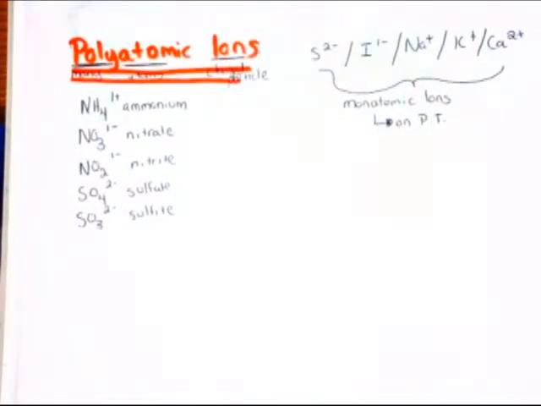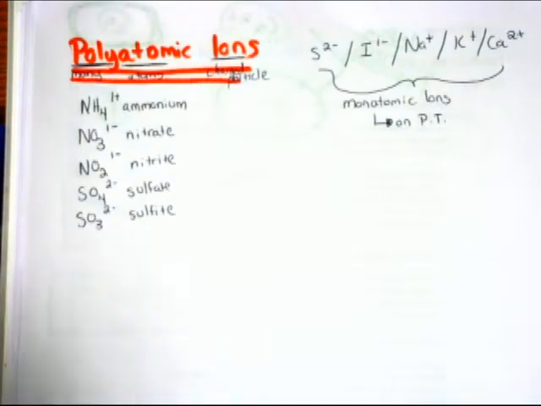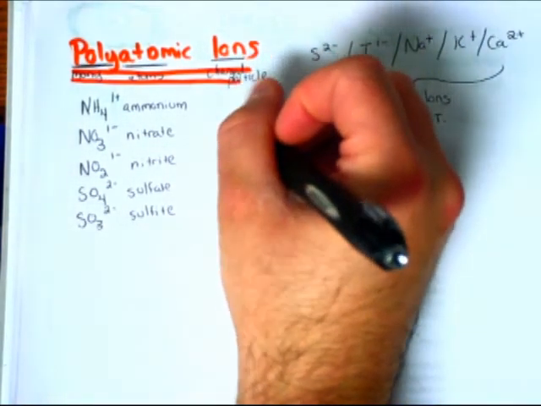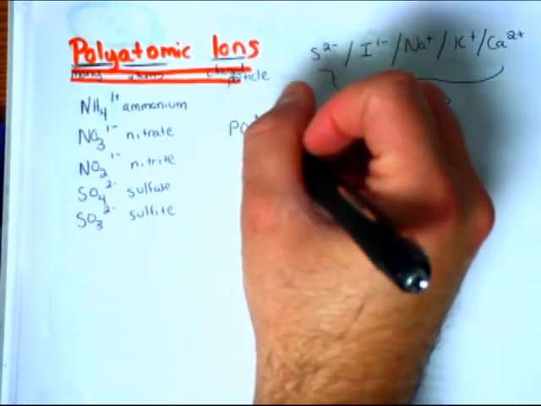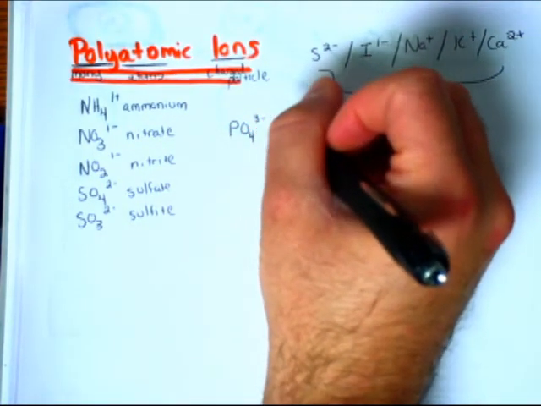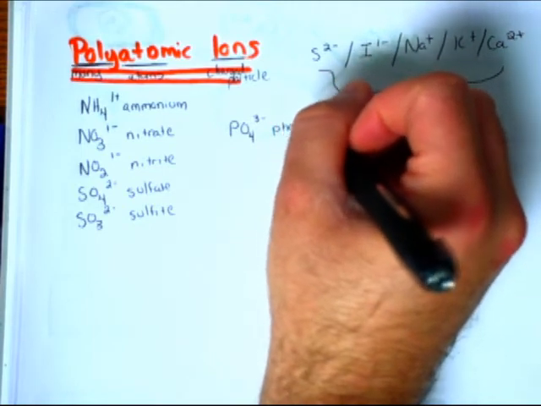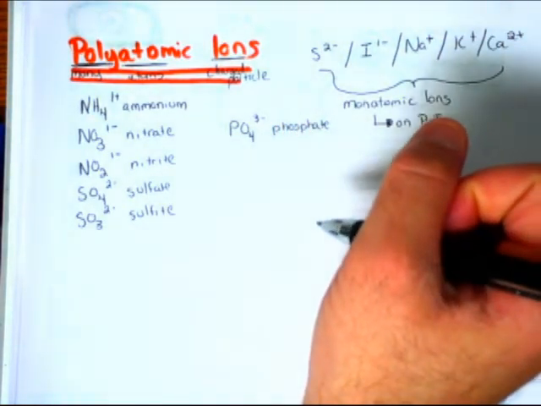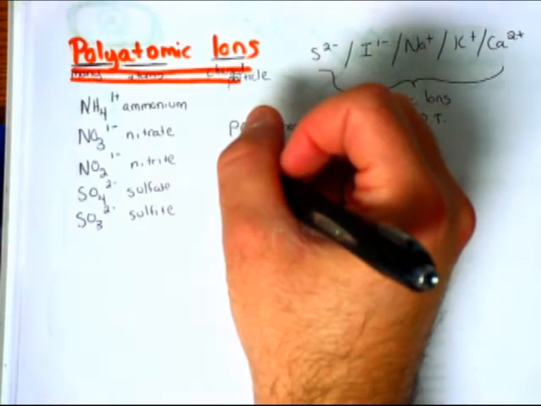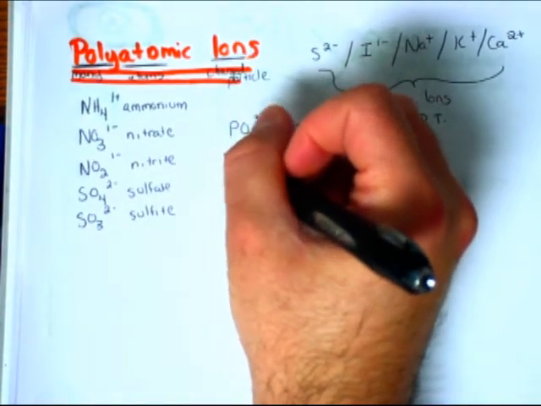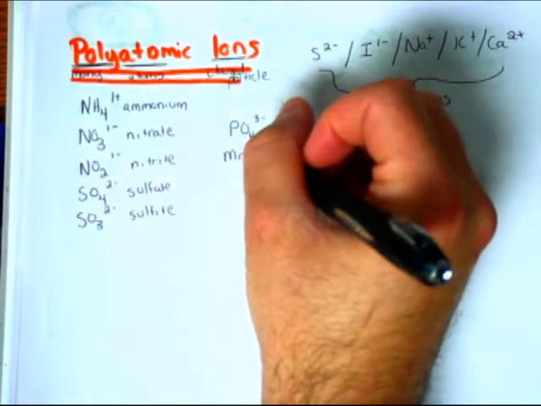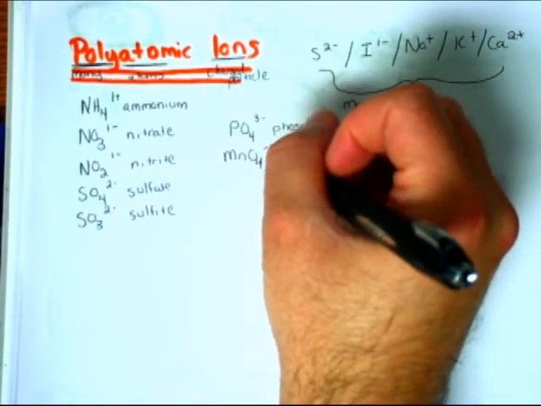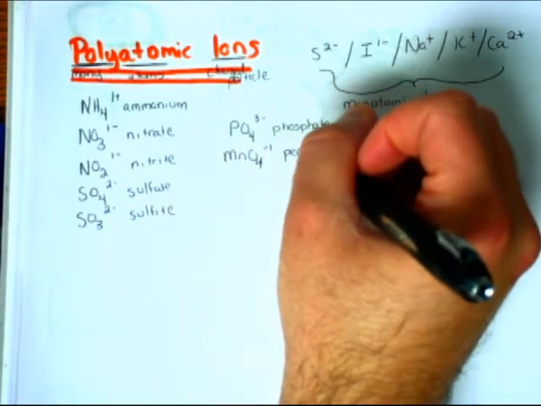The list isn't complete though. There's a couple more that I think we should go over. PO4, which has 5 atoms in it, carrying a 3- charge, is phosphate. MnO4 with a 1- charge is permanganate.